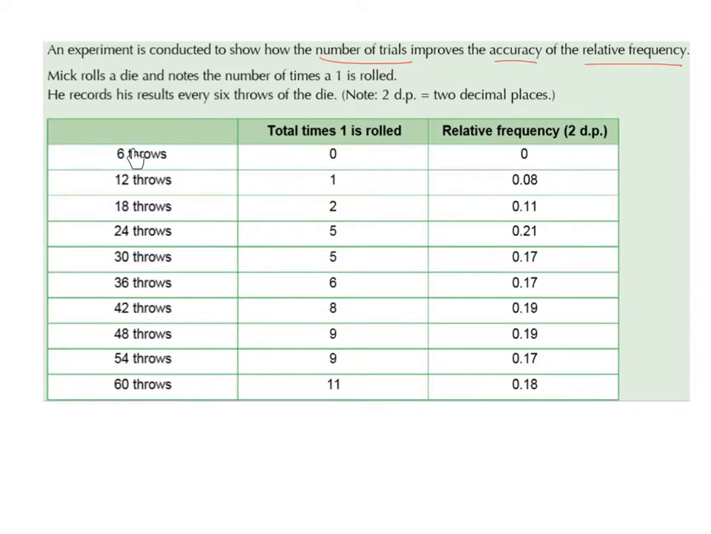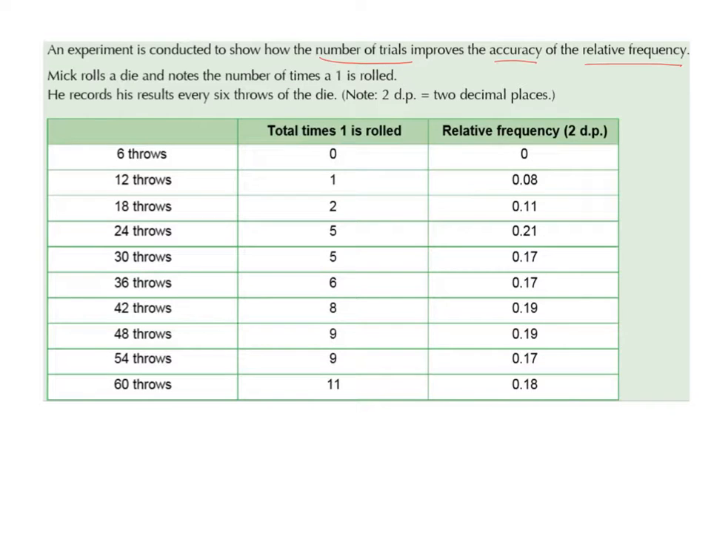So after 6 throws, he landed on 1 0 times. So his relative frequency is going to be 0. After 12 throws, he'd landed on 1 once. So his relative frequency would be 1/12, which is 0.08. After 18 throws, he landed on 1 twice, so 2/18, which is 0.11. After 24 throws, he landed on 1 5 times, so 5/24, which is 0.21.